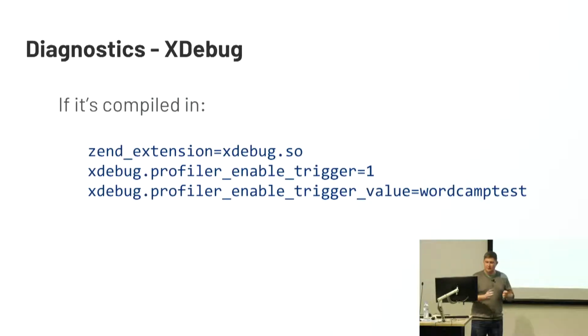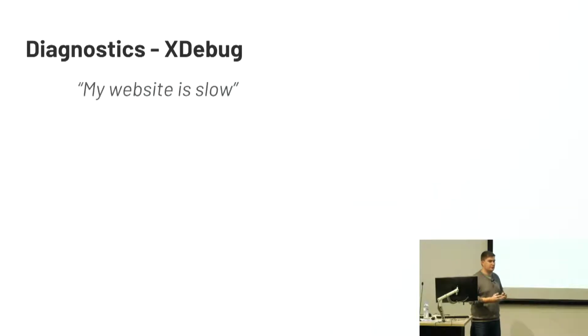So a quick little example of how to use XDebug. Hopefully it's already compiled in for your local development environment or you've already had it installed on your server. You just need to make sure in the PHP ini file that the extension is loaded. We're going to set the profiler up to act off a trigger. So we set that to 1 and we give it a trigger value of WordCamp test. To run the profiler, all we need to do is essentially call the trigger. So we take the scenario, my WordPress website is slow, and we can capture via the profiler what's going on.